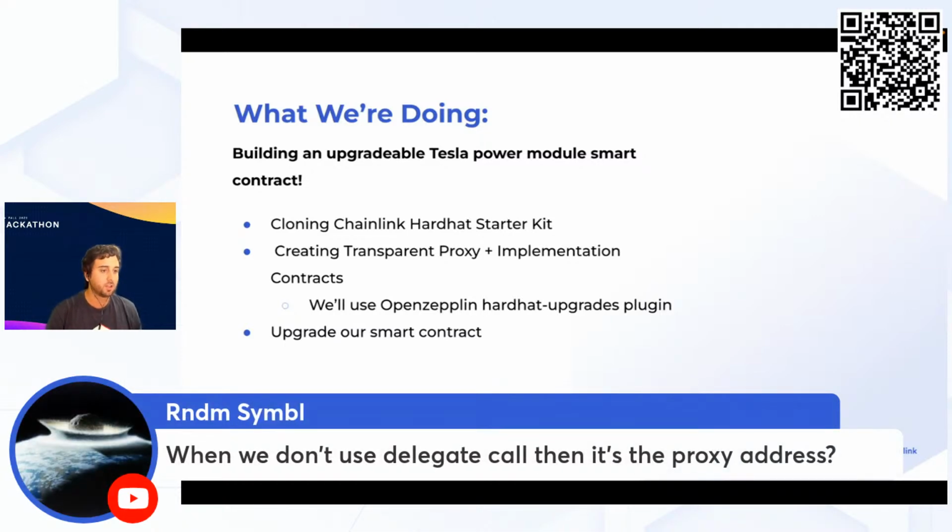So when we don't use delegatecall, then it's the proxy address. Correct. Yeah. If you're using call, it's just going to forward the proxy address instead of keeping the context of the original user. Yep. Correct. That's one of the main reasons we're using delegatecall, other than the borrowing functionality.